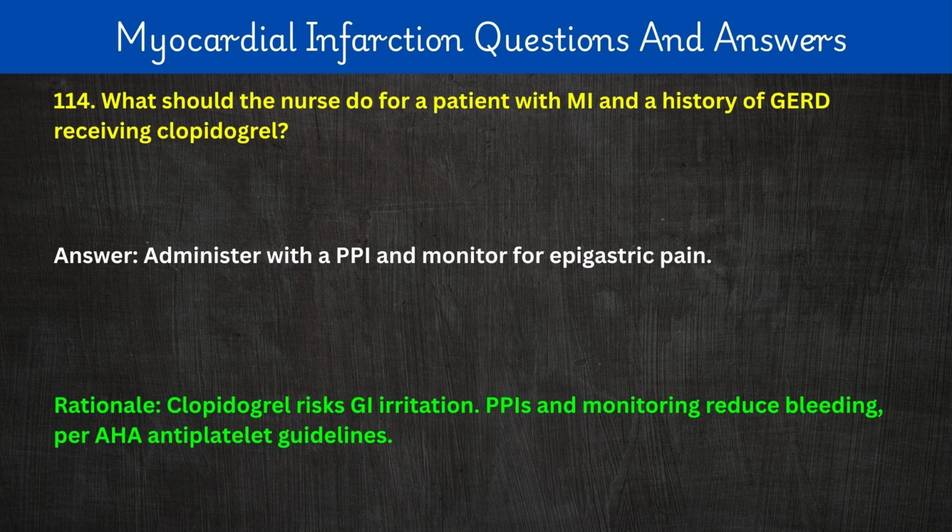114. What should the nurse do for a patient with MI and a history of GERD receiving clopidogrel? Answer: administer with a PPI and monitor for epigastric pain. Rationale: clopidogrel risks GI irritation. PPIs and monitoring reduce bleeding, per AHA antiplatelet guidelines.